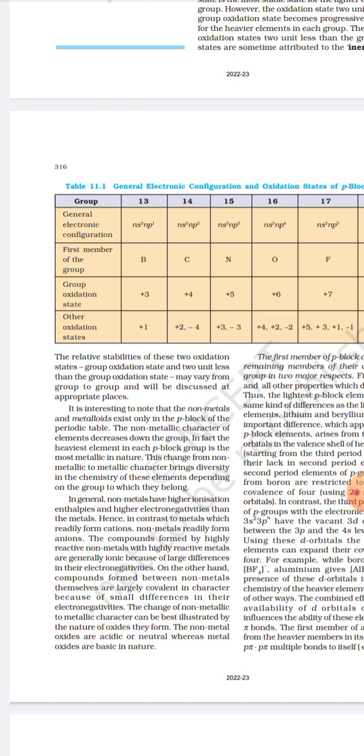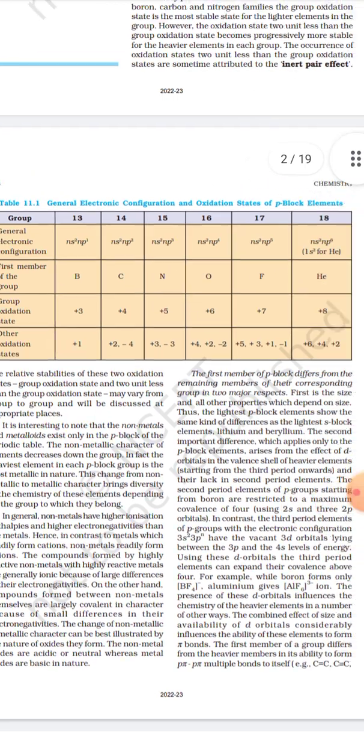The compounds formed by highly reactive non-metals with highly reactive metals are generally ionic because of the larger differences in their electronegativities. On the other hand, compounds formed between non-metals themselves are largely covalent in character because of the small differences in their electronegativities. The change from non-metallic to metallic character can be best illustrated by the nature of the oxides they form. The non-metal oxides are acidic or neutral, whereas metal oxides are basic in nature.